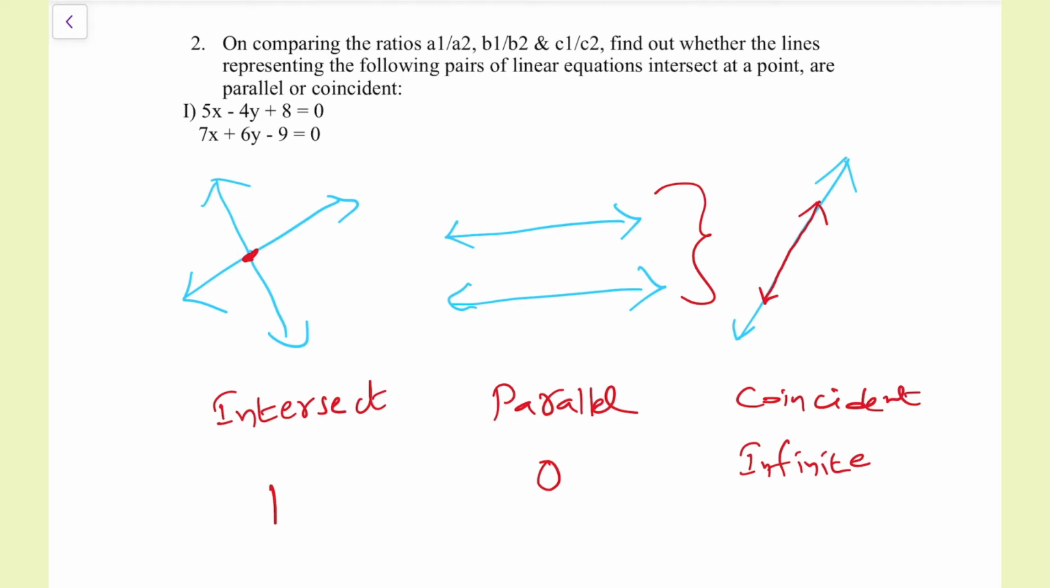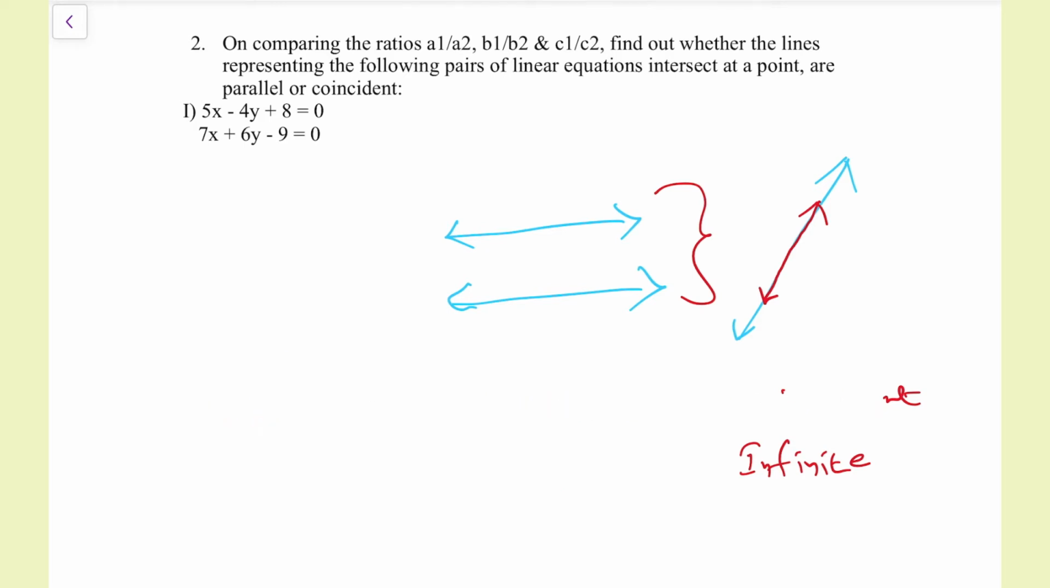So now if we do the graph, we can say whether those 2 lines are touching or not. But without drawing the graph, how do we say this? That we will do with the ratios a1 by a2, b1 by b2 and c1 by c2. So let us check how to solve it then.